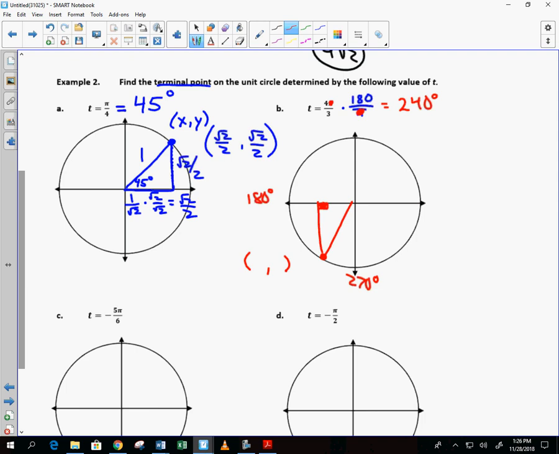What is the length of the radius in the unit circle all the time? 1. How does the shortest side compare to this side? It's half. What's half of 1? 1/2. What do I do to the shortest side to get the other side? Square root of 3. So watch what I'm going to do. I'm going to take the square root of 3 and multiply it by 1/2. Square root of 3 over 1 times 1/2 is the square root of 3 over 2.